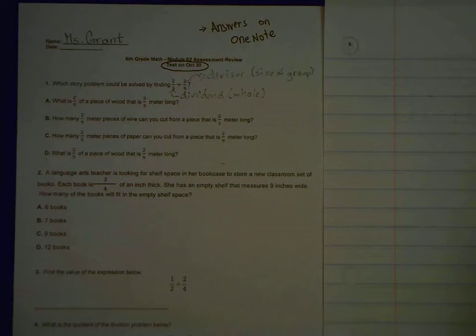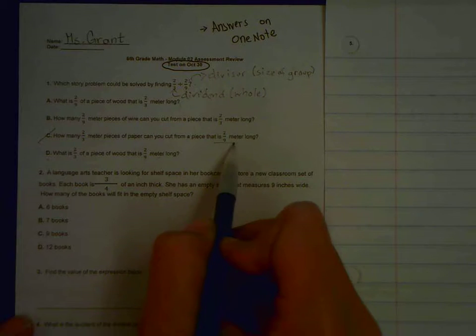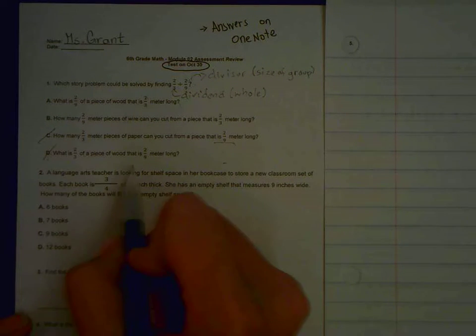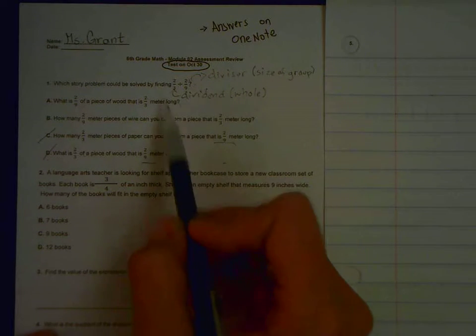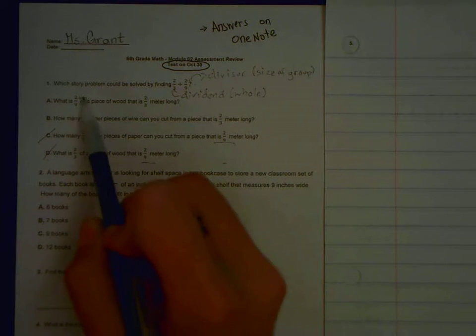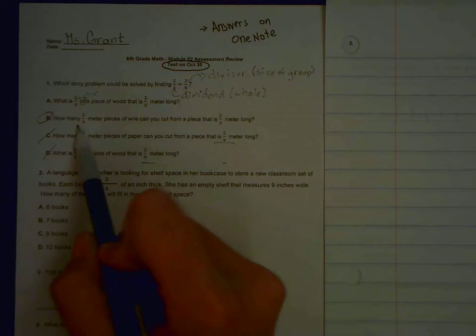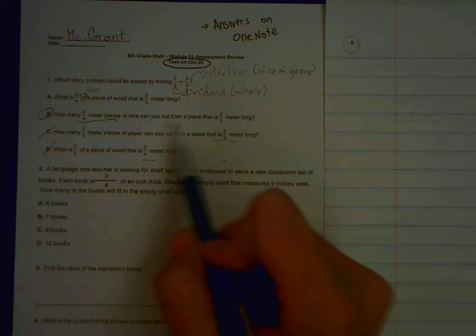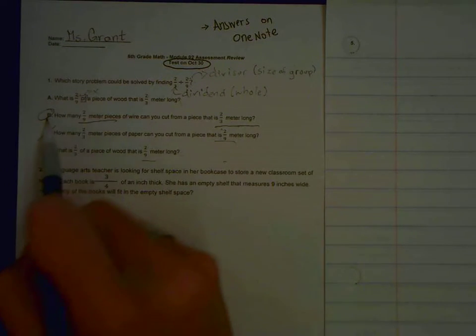So we want to definitely narrow down the ones that talk about 2/3 being that whole. We are definitely going to eliminate C because it's saying that the piece of paper is 2/9 meters long. We're also going to eliminate D because it's saying 2/9 is how long the piece of wood is, and we don't want that. Now we're left with A and B. A becomes a multiplication problem because the "of" means to multiply, which means we're left with B, process of elimination. How many divisor-sized pieces, meaning 2/9, can you cut from a piece that is dividend long, meaning 2/3 meters long? That's our whole. So B is our answer.